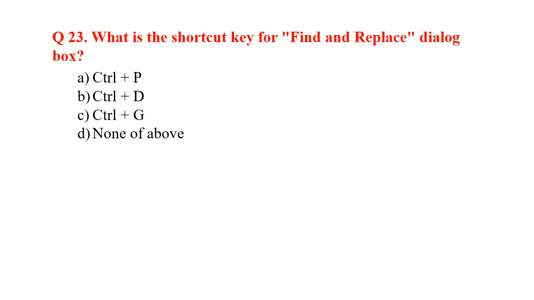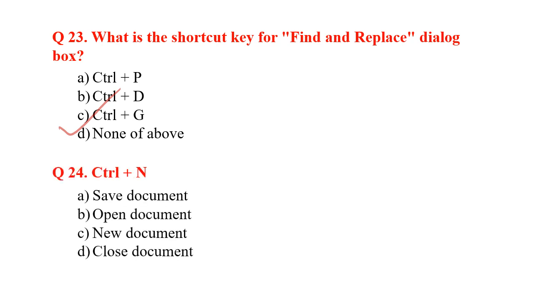Look at the options. Option A, Ctrl plus P. Option B, Ctrl plus D. Option C, Ctrl plus G. None of the above. The right answer is Ctrl plus G. Next question. Ctrl plus N is for: save the document, open the document, new document, or close the document. The right answer is to open a new document.